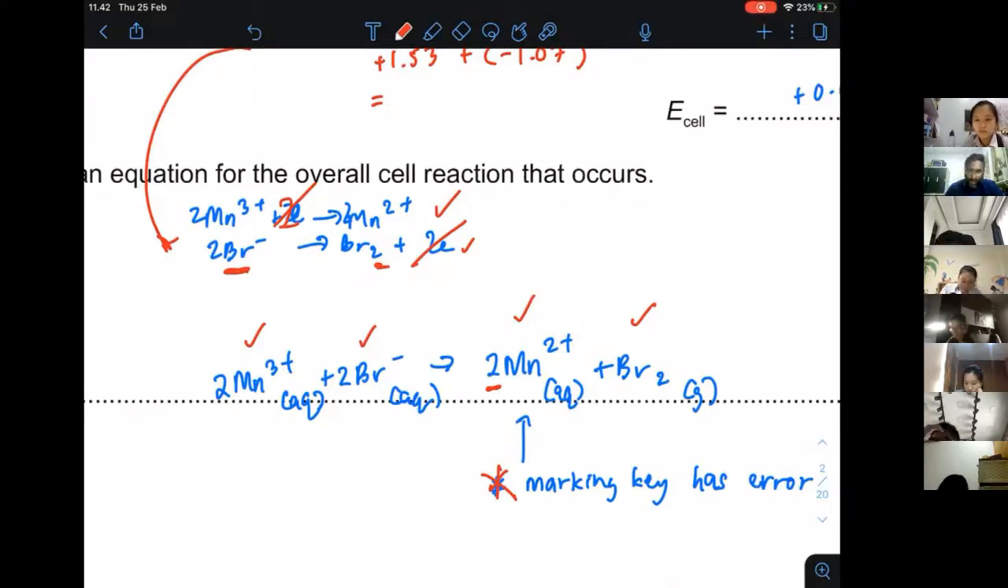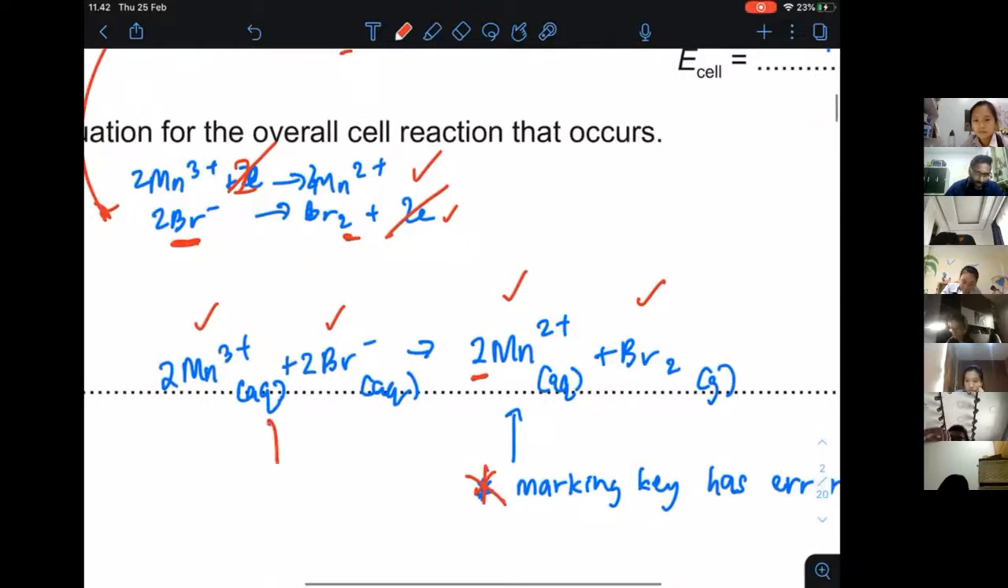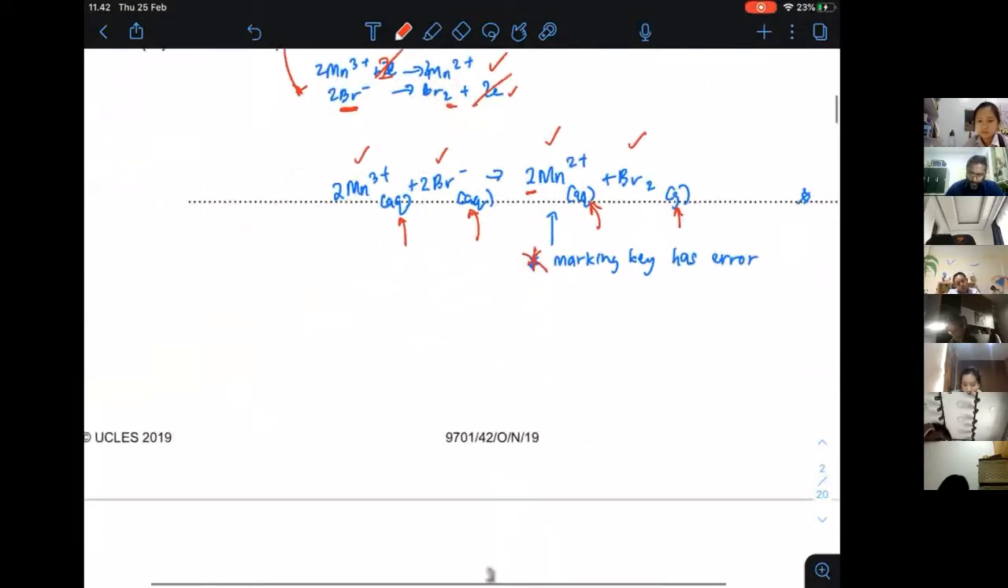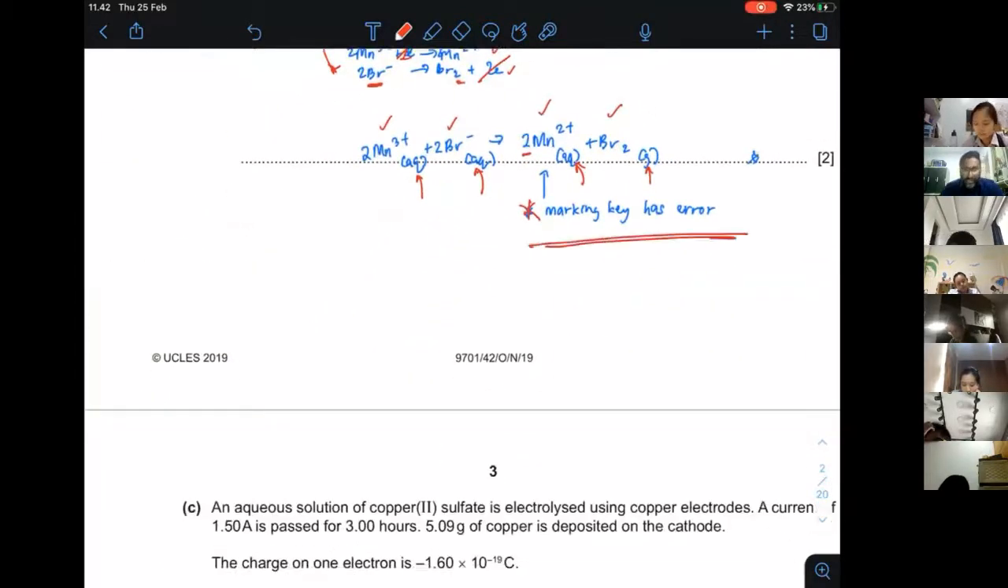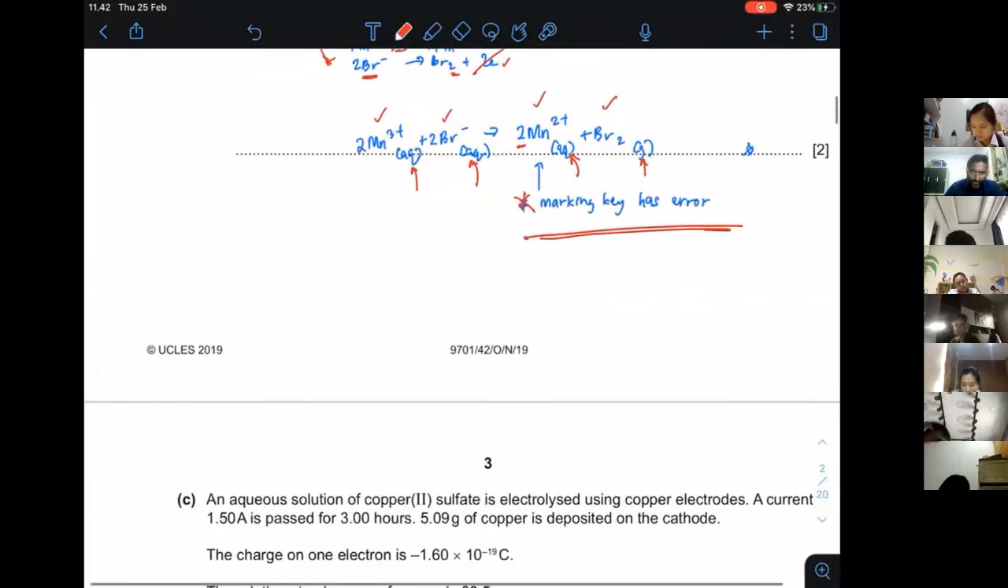I have written over here the aqueous condition, aqueous, and then this is gas. So I write that down. Now, please check: the marking key has an error.